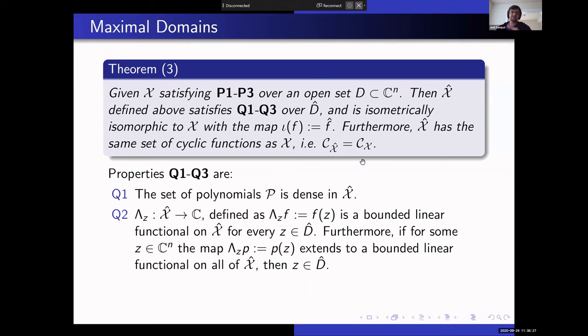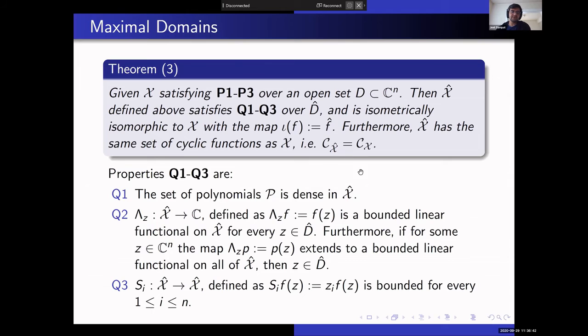So we can still talk about cyclicity at that, not cyclicity, but how should I phrase it? Like how the function behaves around that point, in the sense of going to the boundary and not blowing up or something like that. And the third condition is the same as P3, just that the shift operators are bounded for every i.